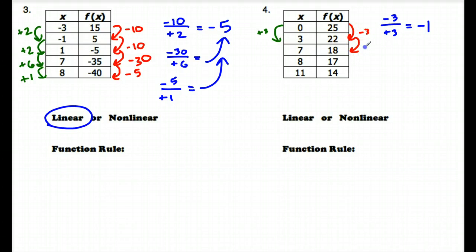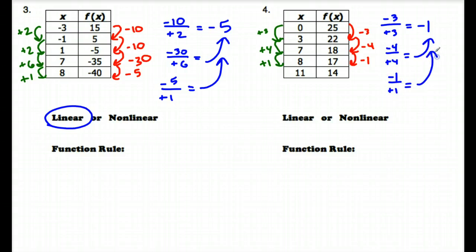22 to 18 is a difference of -4, so we're subtracting 4. And then 3 to 7, I'm going up 4. So we have -4 divided by +4, which gives us -1. Now I'm going from 18 to 17, so that's -1. And then over here from 7 to 8, that's +1. -1 divided by +1 is -1.